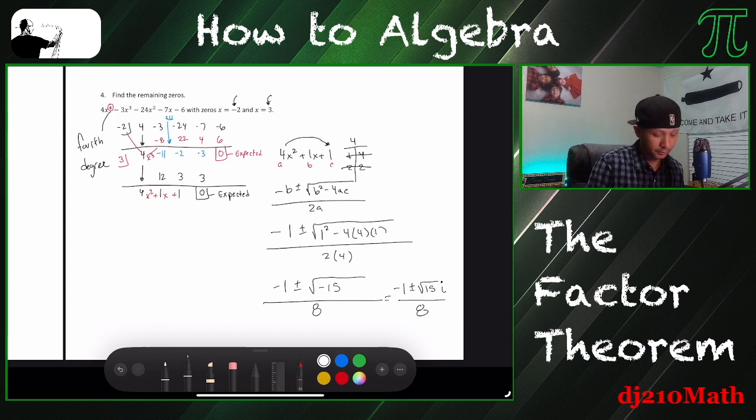Since they gave us 2 zeros that were real roots, because the remainder was 0, the remaining 2 are complex, which we just found. So this is the factor theorem.